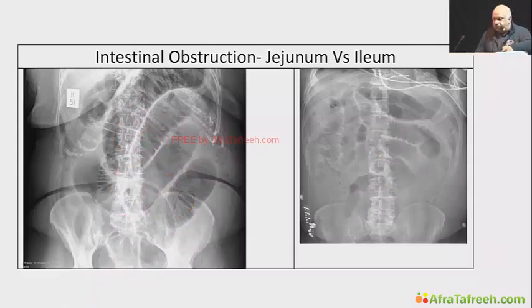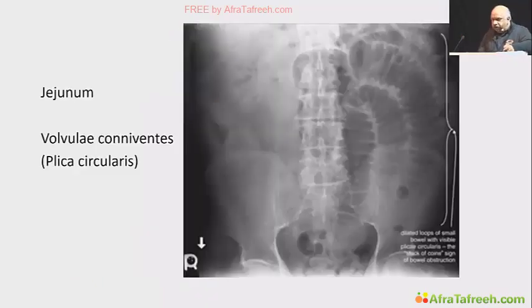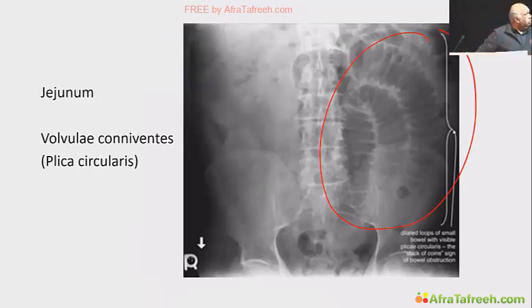So to differentiate jejunum and ileum is important for you. Now they are asking questions like this. So this is jejunum, this is ileum. This is again which part of the intestine? Jejunum. Why jejunum? Because you can see lines across throughout from one wall to the other wall. This is called valvulae conniventes. This is jejunum.